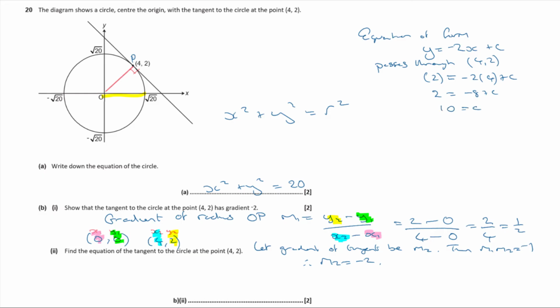Okay, so therefore the equation of the line is y equals minus 2x, that we already had, plus 10, the y-intercept that we just found. Okay, so we got the gradient from here. Look, m2 is minus 2, so that's the m in your y equals mx plus c, and the plus 10 came from there. Okay, so y equals minus 2x plus 10 is the final answer.